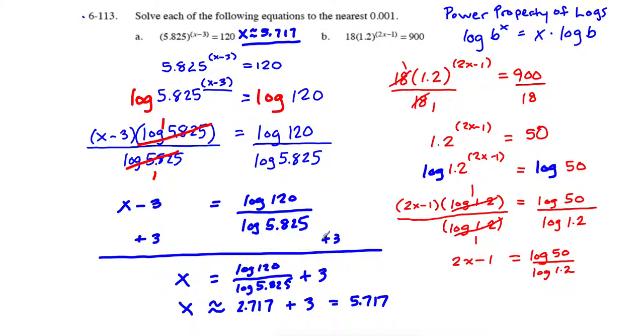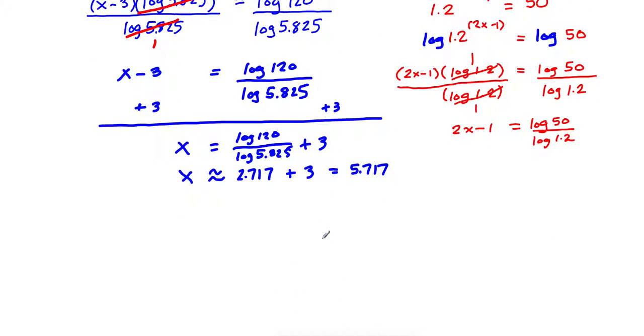Okay, now before I go ahead and figure out that decimal, I'm going to finish simplifying this, just so you're used to seeing this written as expressions with logs in them. So to solve for x, remember we want to add our 1 to each side. So I'm going to add 1. Right now I've got 2x equals the log of 50 over the log of 1.2. And you don't have to do it this way. You can go ahead and turn it into a decimal if you want to.